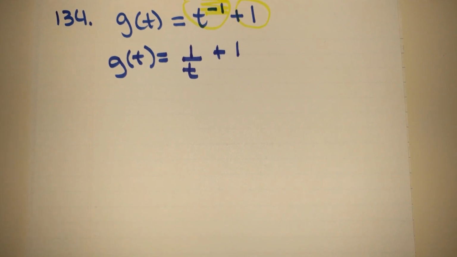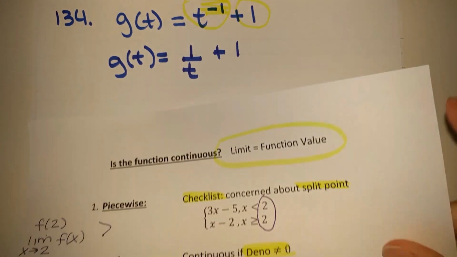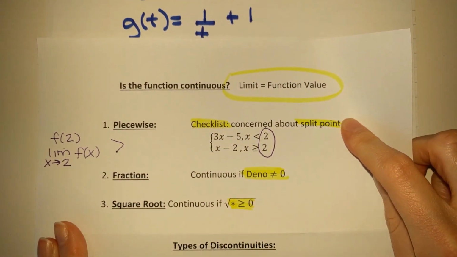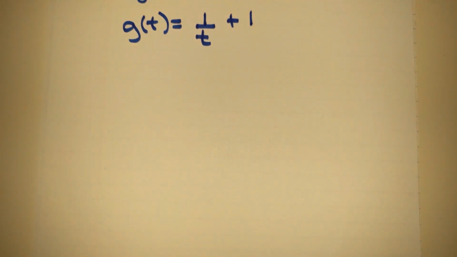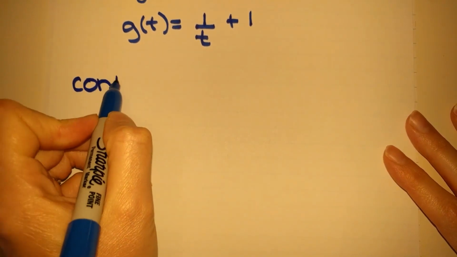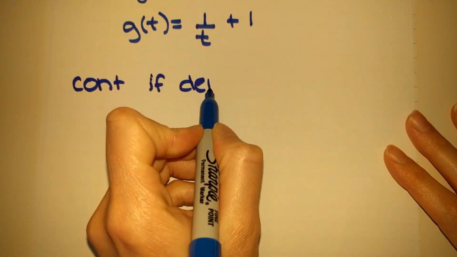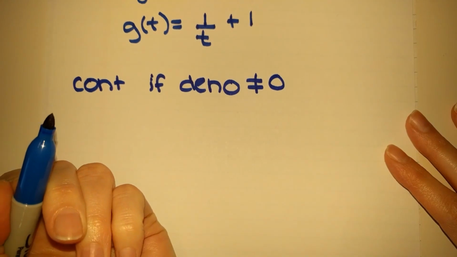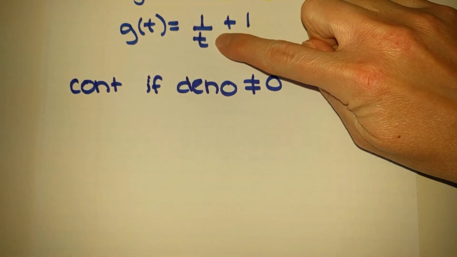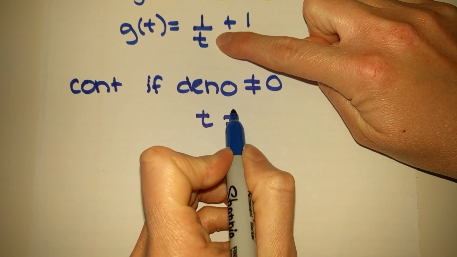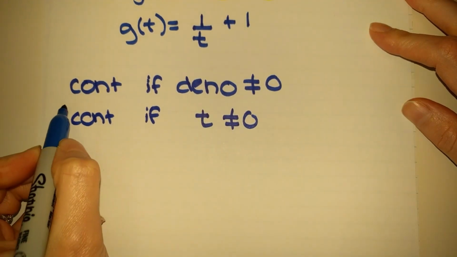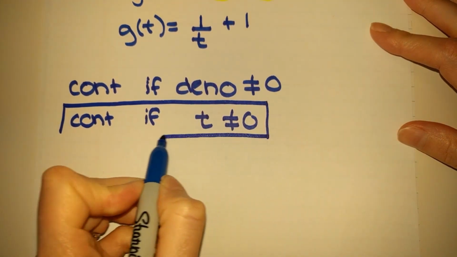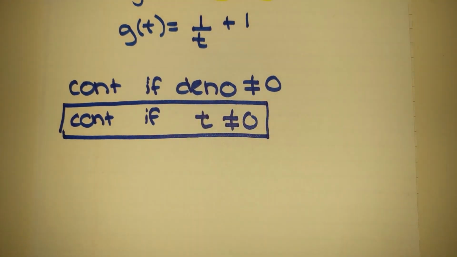All right, so now we can answer the question of continuity. So again, remember that if the function is continuous, we are focusing mostly on three potential problem spots: piecewise, fraction, or square roots. And here we have a fraction, so we know that this function will be continuous provided that the denominator is not equal to 0. Well, in this situation, our denominator is t, so it will be continuous provided that t is not equal to 0.